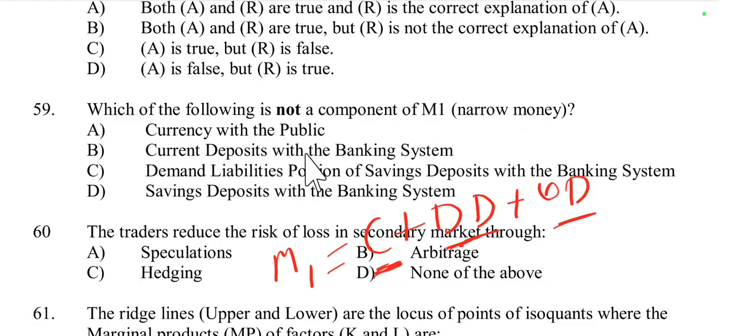So first one is currency with the public, C, this is right. Then current deposits with the banking system, yes. Then demand liabilities portion, yes. Then saving deposit with banking system, no. Saving deposit with banking system is not included in M1, because saving deposit creates broad money, it is not included in narrow money. So option D is right here.